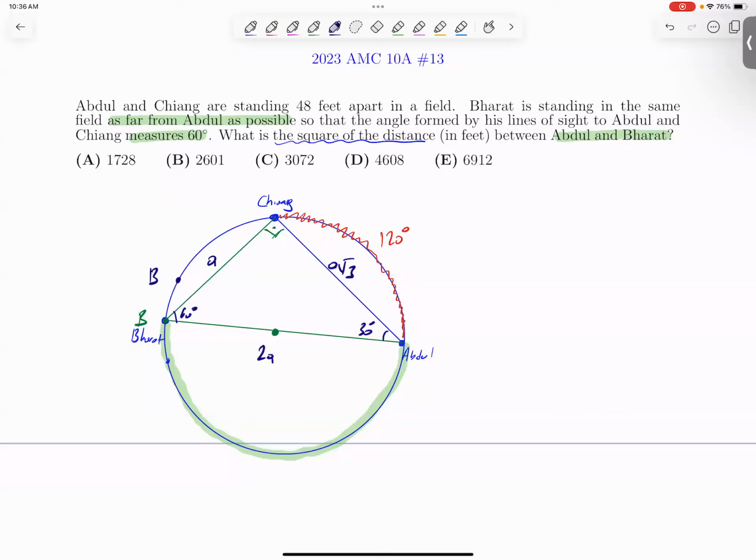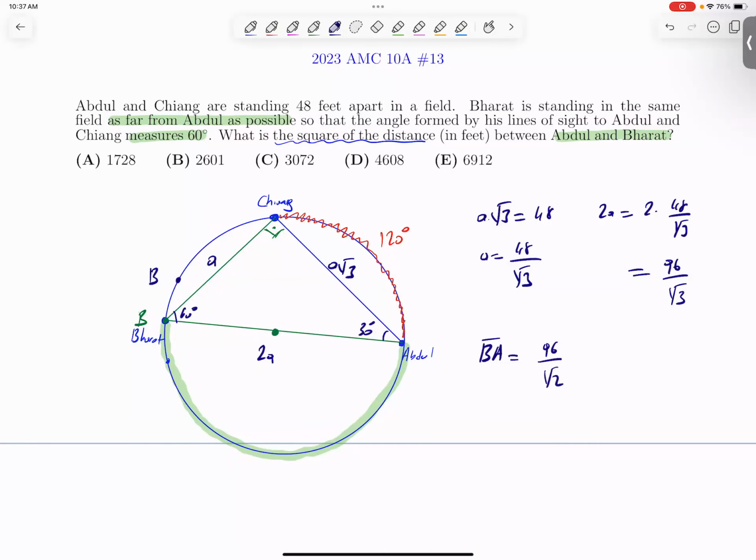In this situation, A root 3 is given to us. A root 3 is equal to 48 feet. Then A is equal to 48 divided by root 3. We are looking for 2A. Then 2A is equal to 2 times 48 over root 3, which equals 96 over root 3. Now, this is the maximum distance between Bharat and Abdul. Let's say BA is 96 over root 3.